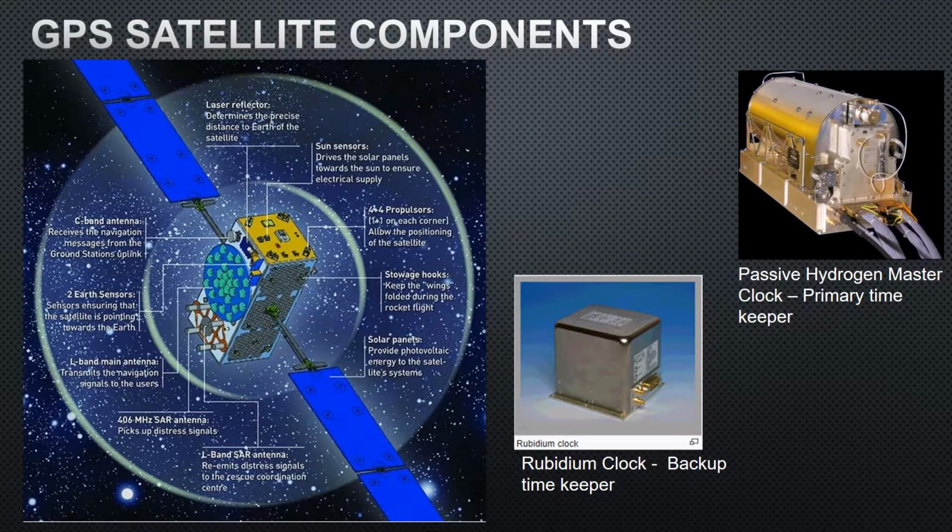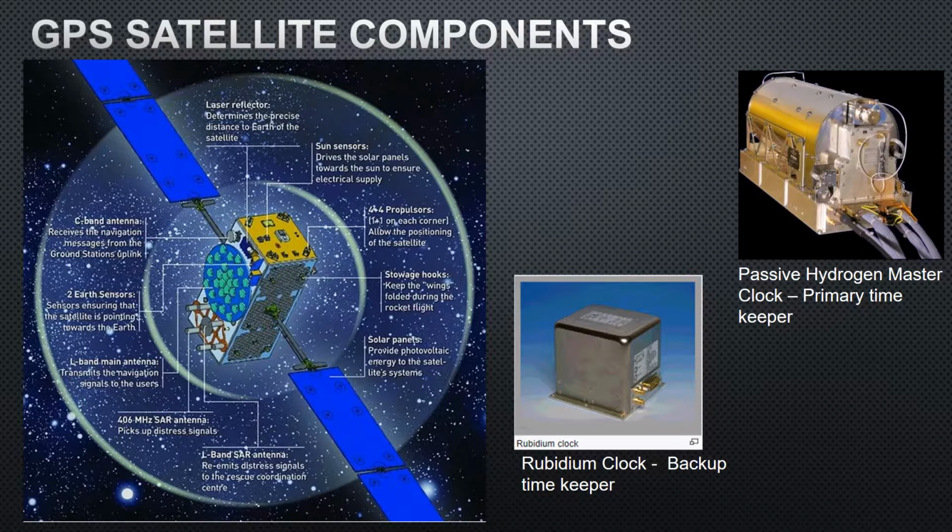So what comprises a GPS satellite? Well, in the picture to the left, you'll see that a satellite has a bunch of antennas and sensors in order to transmit and receive data. It also has solar panels to gain energy from the sun.